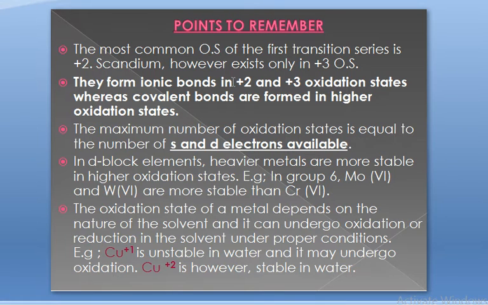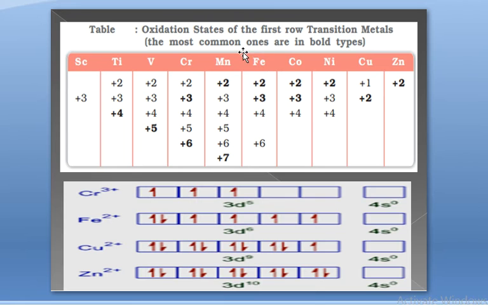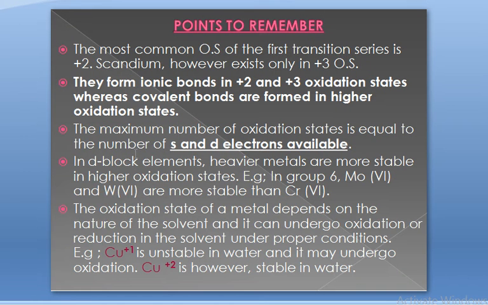Now they form ionic bonds in +2 oxidation state and +3 oxidation state, whereas they form covalent bonds in higher oxidation states. Like the same element will form both ionic and covalent compounds depending on the oxidation state. If it has to form a covalent compound, it will exist in higher oxidation states, and for the formation of ionic compounds, it will exist in the oxidation states +2 and +3.